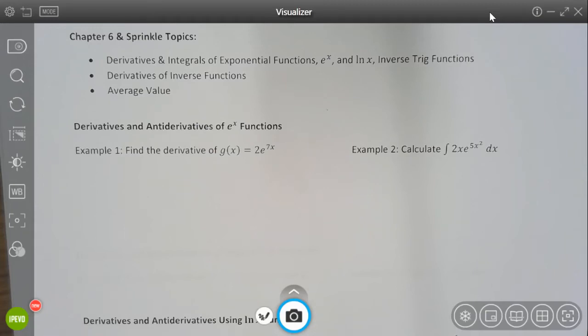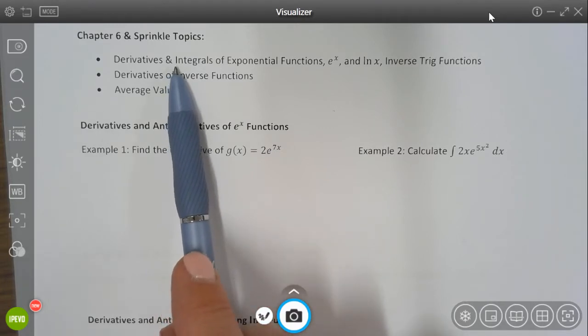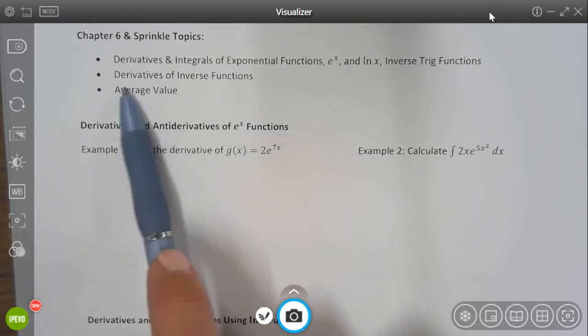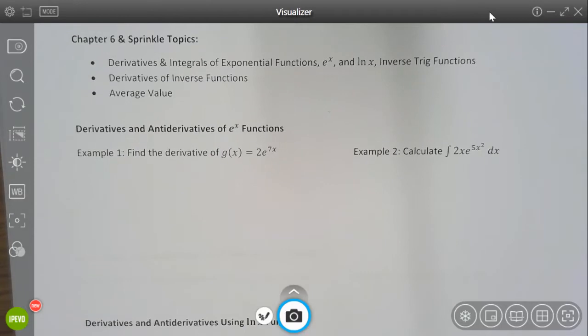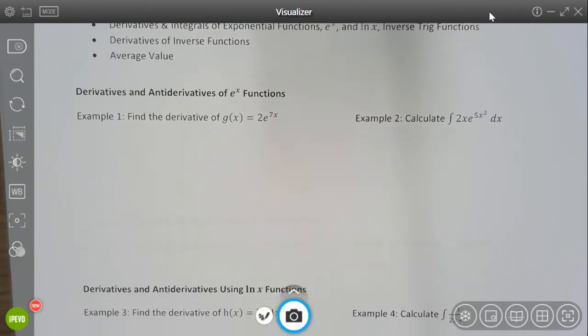Hi everyone, I just wanted to make a quick video on the review for chapter 6 topics and other topics that we've talked about in this course. So I want to concentrate on these first two bullet points here: derivatives and integrals of exponential functions, e to the x, ln of x, inverse trig functions, and derivatives of inverse functions. We've reviewed a little bit of average value already, so I don't want to spend too much time on that. But you can go back to the video that I originally made for those topics as well.